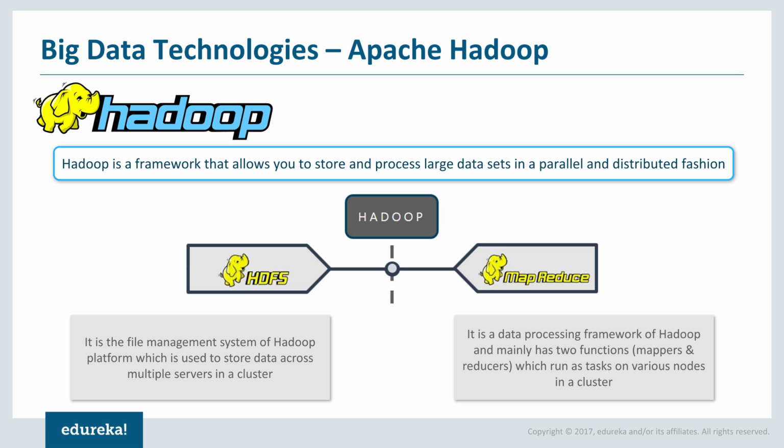Then comes the topic MapReduce. What is MapReduce? It is a data processing framework of Hadoop and mainly has two functions: mappers and reducers. As I was telling you, we can assign a piece of work to different servers, that is mappers. And once a server has completed that work, we can get back the results, that is reducers, which run as tasks on various nodes in a cluster, and thus your parallel processing happens and you get the result in a quicker time, right? So this is Hadoop, HDFS, and MapReduce understanding.